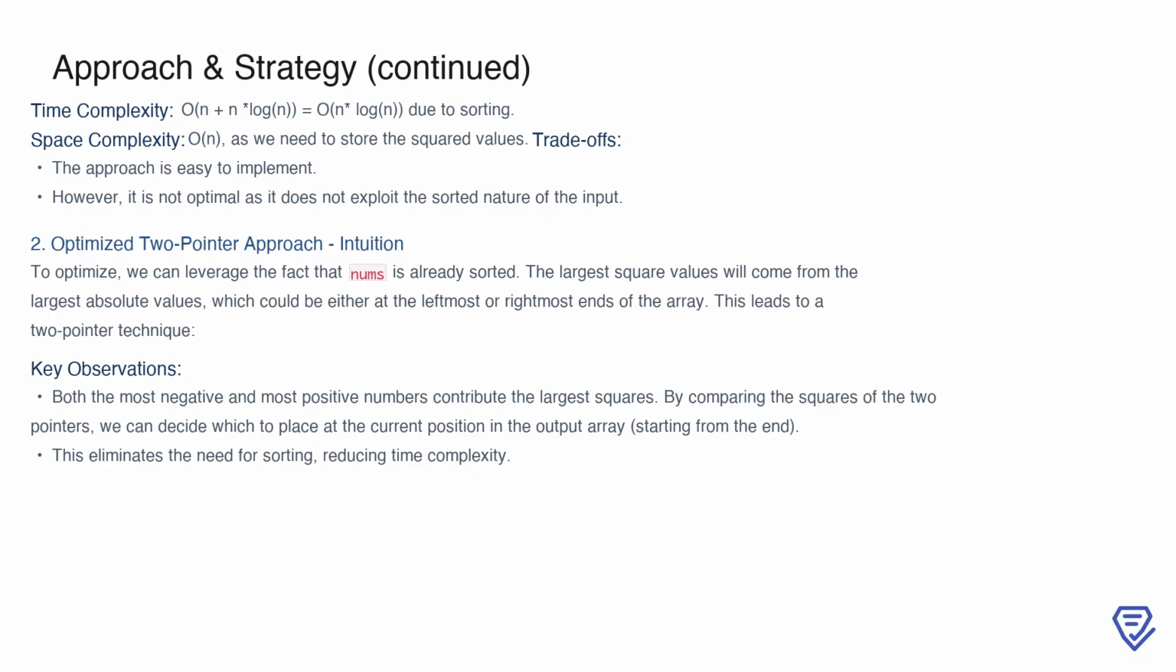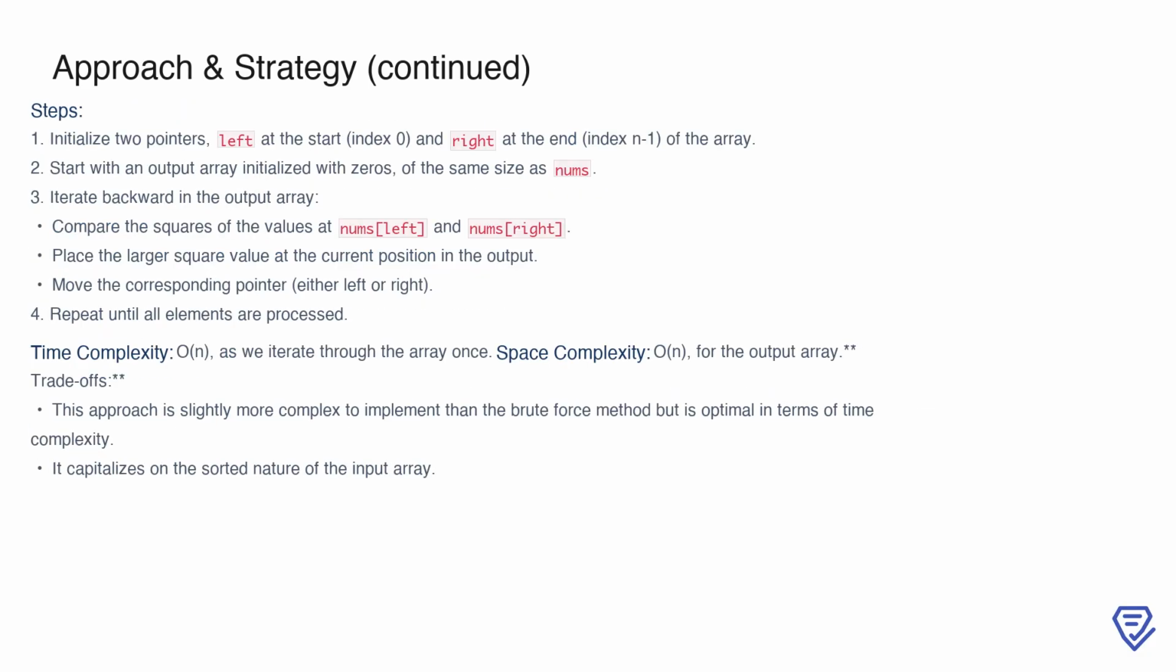By leveraging the fact that the input array is already sorted, we can identify that the largest absolute values, and therefore the largest squares, will always come from either the leftmost or rightmost ends of the array. This insight allows us to use a two-pointer technique to directly construct the output array in sorted order without requiring an additional sorting step. This makes the process significantly faster and more efficient. The two-pointer approach works as follows.